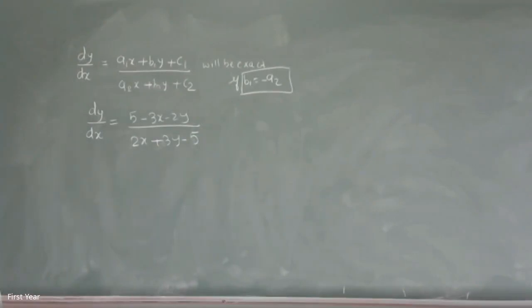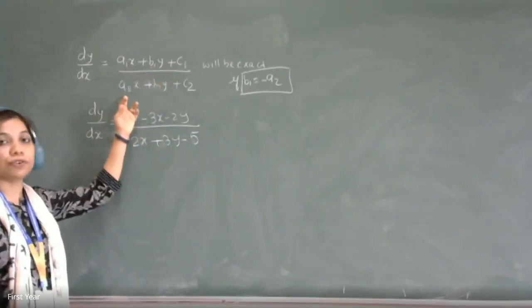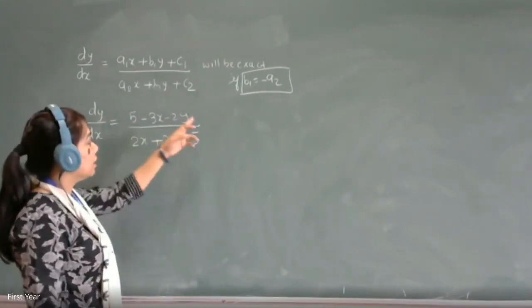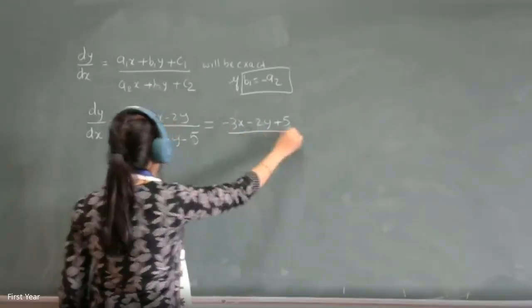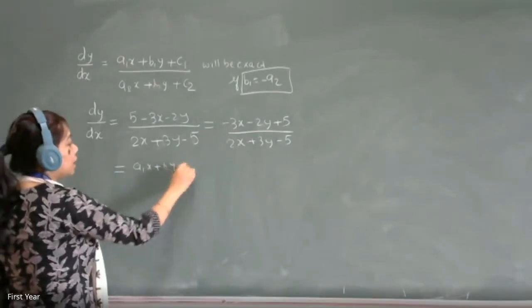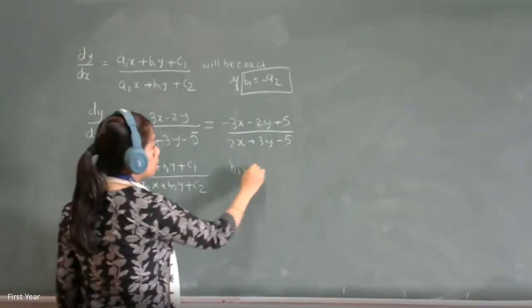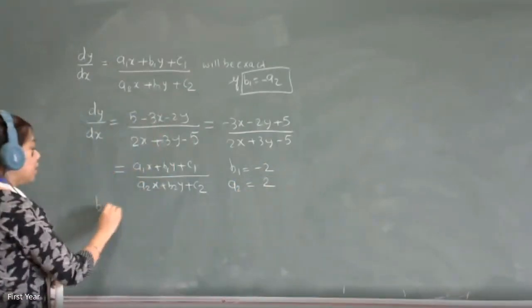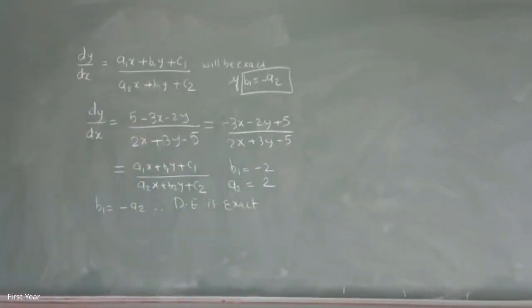So if you want to rewrite it in this form, a1x plus b1y plus c1 upon a2x plus b2y plus c2, then you can compare. Or if you know, the coefficient of y in the numerator should be the negative of the coefficient of x in the denominator, you can directly write that b1 is equal to minus a2. Or first convert it to that form: minus 3x minus 2y plus 5 divided by 2x plus 3y minus 5. Compare this with a1x plus b1y plus c1 upon a2x plus b2y plus c2. Okay, b1 is minus 2 and a2 is 2. That is, b1 is equal to minus a2, and therefore the differential equation is exact. Okay?